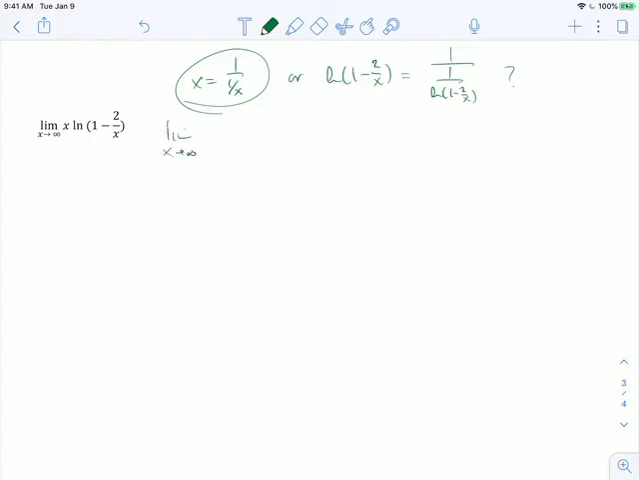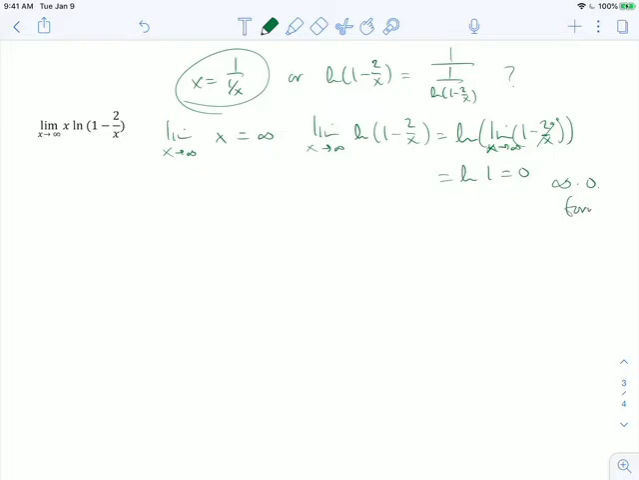The limit as x goes to infinity of x is indeed infinity. The limit as x goes to infinity of natural log of 1 minus 2 over x, well, that's going to be the natural logarithm of the limit as x goes to infinity of 1 minus 2 over x. Well, as x gets really big, this part's going off to 0, and so this is the natural logarithm of 1, which is 0. So this is an infinity times 0 form. So indeed, I do want to take and invert one of them, and we're going to flip x over.